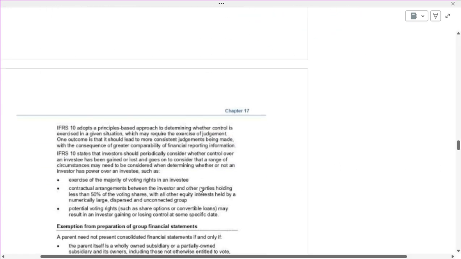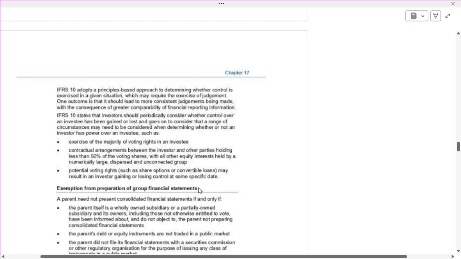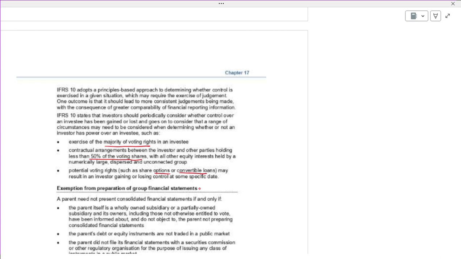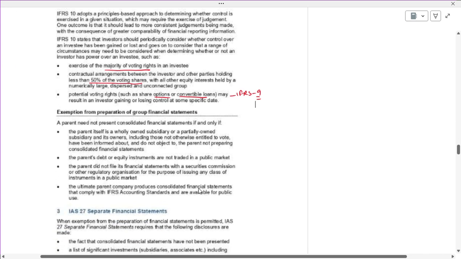Okay. Next. Are you clear about this? Yeah, doctor. Okay. Exercise majority of the voting rights. You have a contractual agreement of more than 50% of the voting shares. Potential voting rights means you will have share options or convertible loans. Again, they will not ask, but I'm giving you a reference. They'll talk about share options and convertible loans.